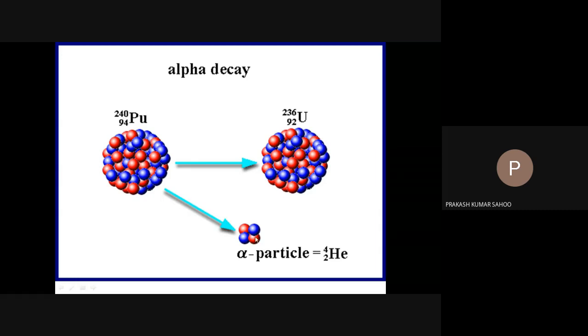Then when an alpha ray is emitted, what happens? The 94 becomes 92 and 240 becomes 236. So which element has the atomic number 92? It is uranium. That means plutonium is changed to uranium by the release of an alpha particle.